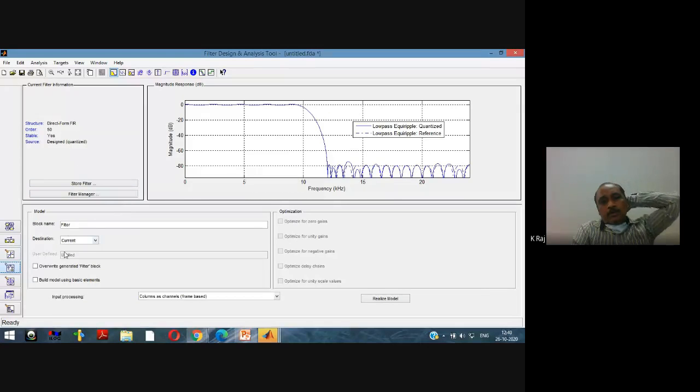That is, we can use the basic building block for the purpose of designing. After selecting this, realize the model. Realize the model means now the architecture will be developed here. And here we can see the number of adders, multipliers, and memory devices, because we have selected the basic building blocks. Or we can also select the override and generated filter block, that is, the total filter will be represented with a block. We can give the input and see what the response or output will be.